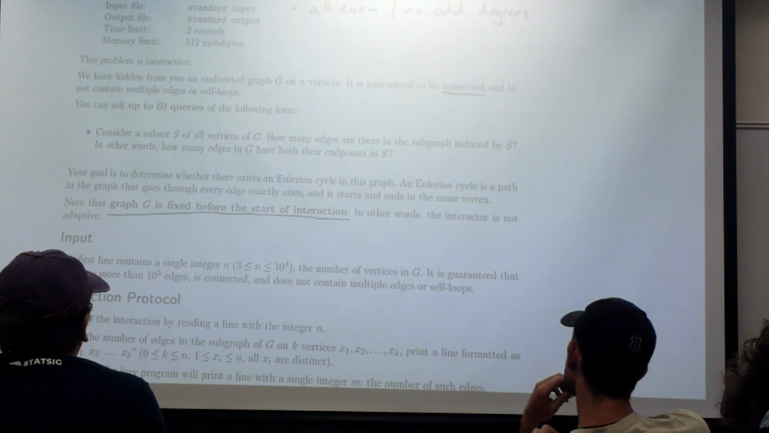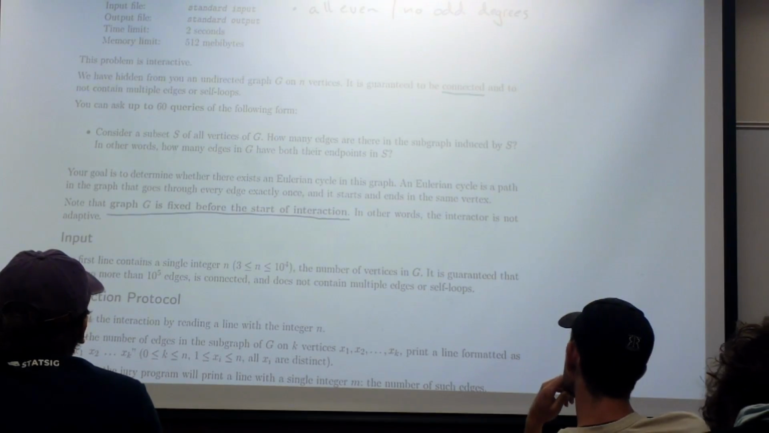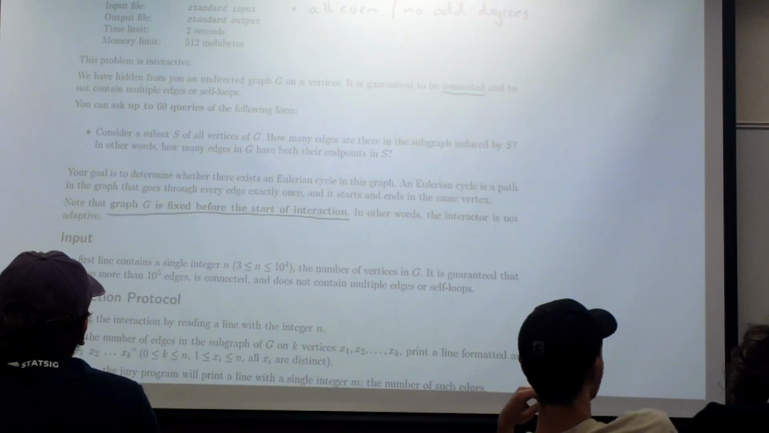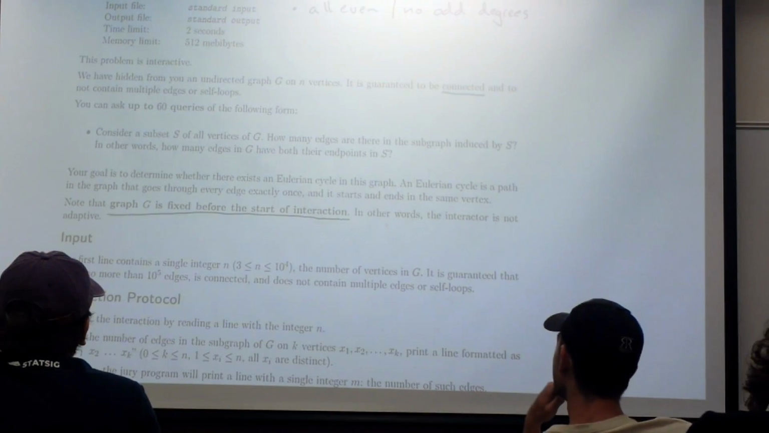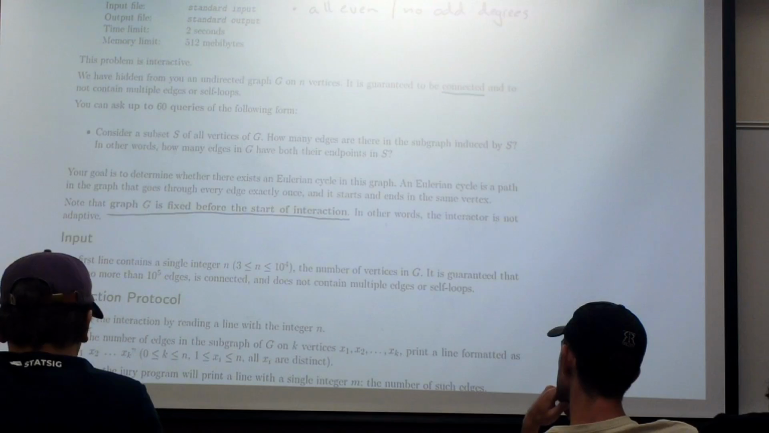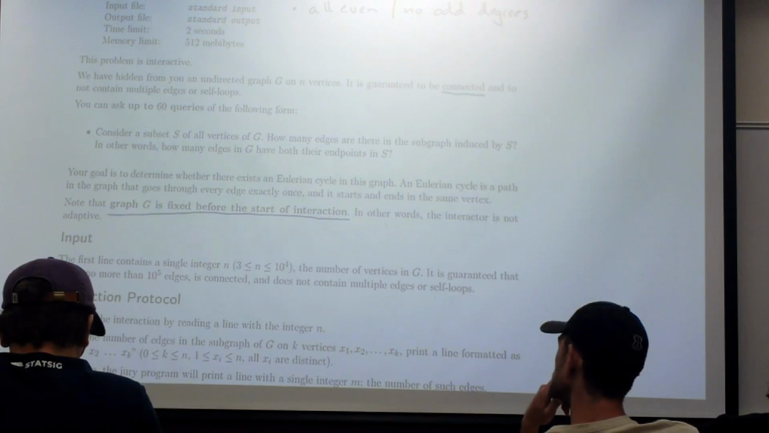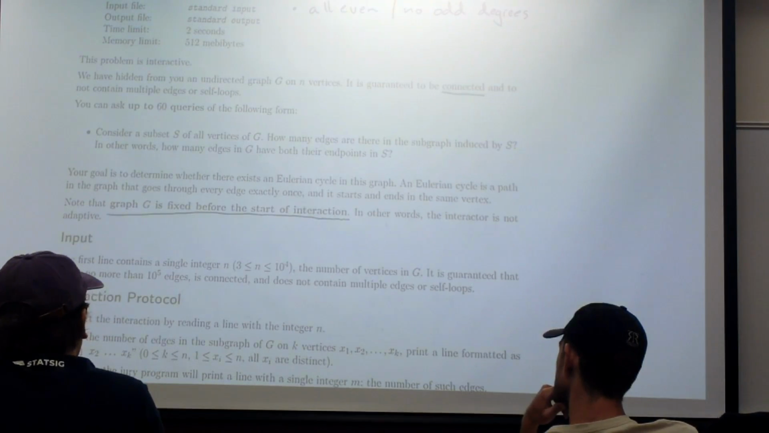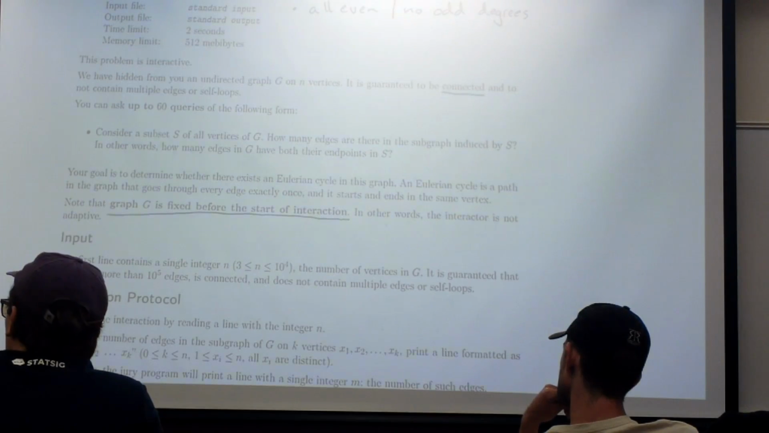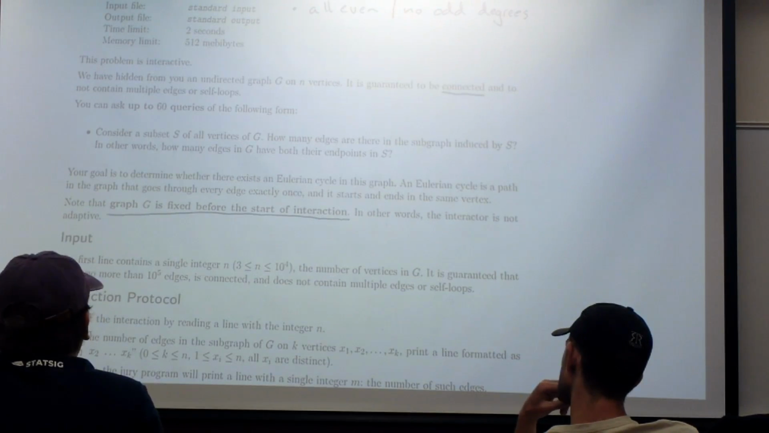And so the query that we get to ask is, we give the interactor a set of vertices, and it tells us the number of edges from G which have both of their endpoints in the subset that we queried. For example, if we were to query the entire set, all numbers 1 through n, we would get the total number of edges in the graph. If we query a single vertex, we're not going to get any edges back. If we query 2 vertices, we'll just get 1 if there's an edge between them.